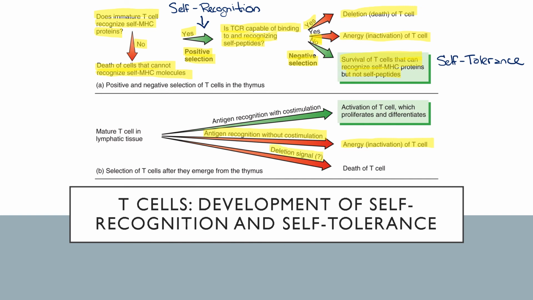Deletion of self-reactive T cells may also occur after they leave the thymus and are mature, and this causes apoptosis. So these mature T cells that leave the thymus, it's only after they have antigen recognition with co-stimulation that they become an activated T cell, and then they go through clonal selection.